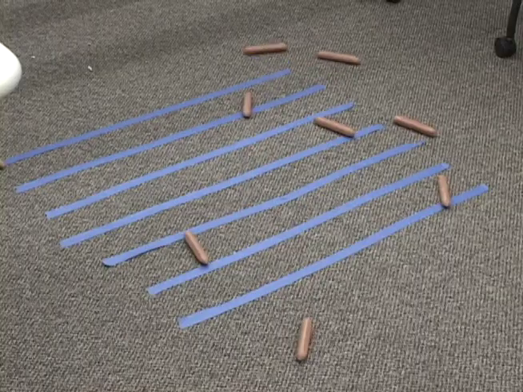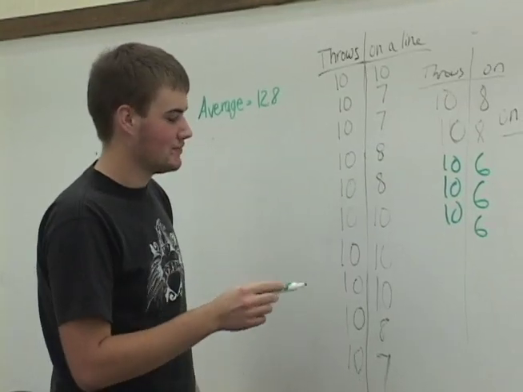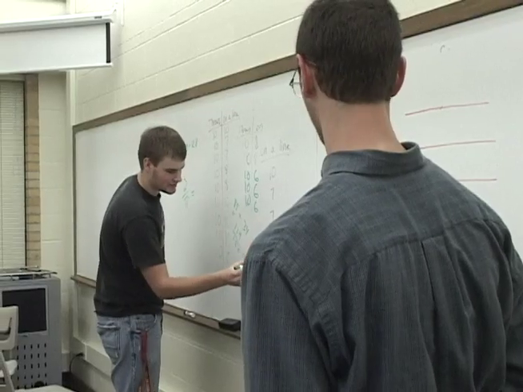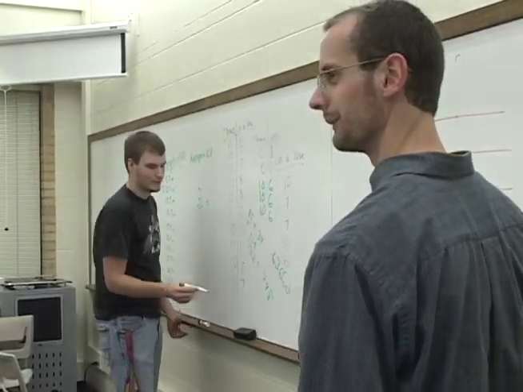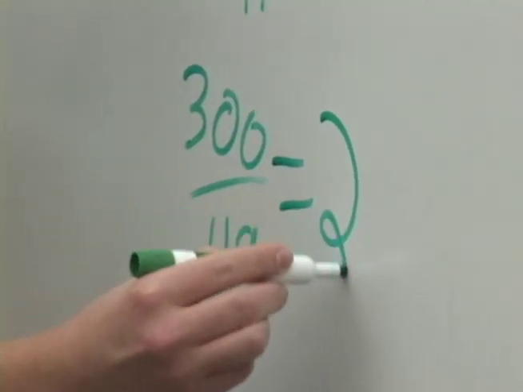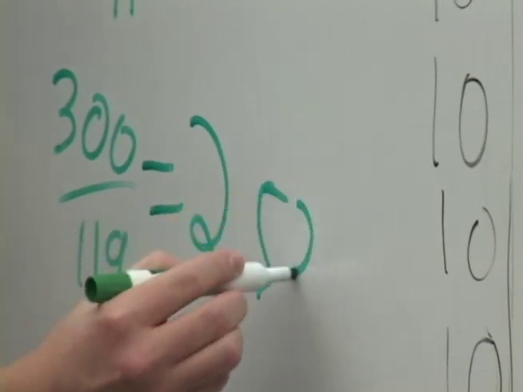Then, the total number of hot dogs thrown and the total number to cross a line were calculated. The number of crossing hot dogs over the total number of hot dogs that we threw should approximate 2 over pi. So our approximate value for pi was 300 over 119, which is roughly 2.521.